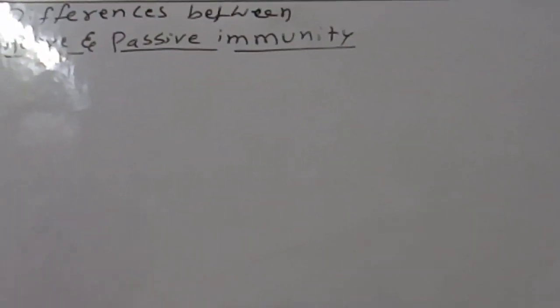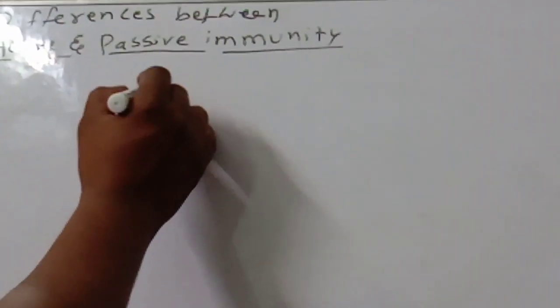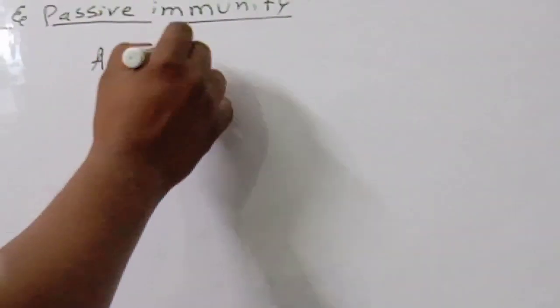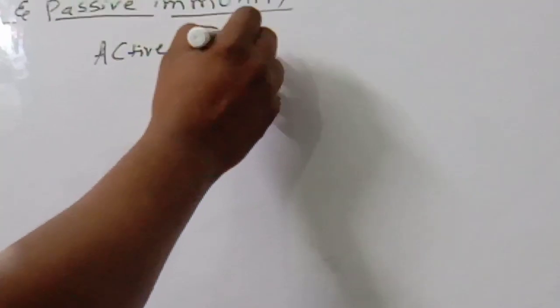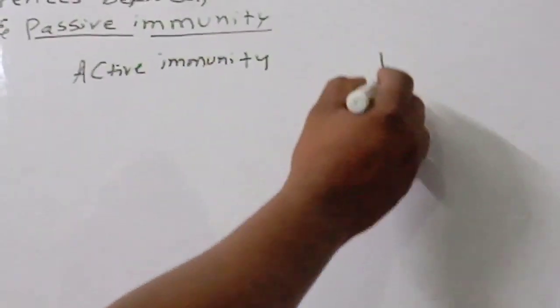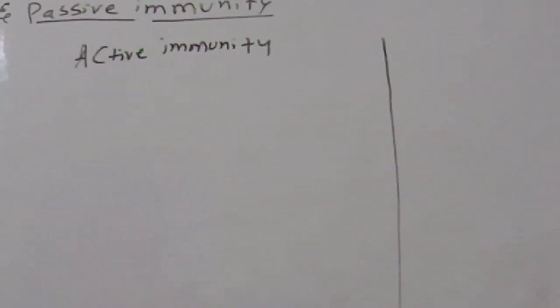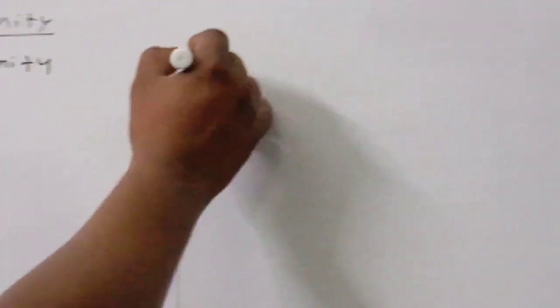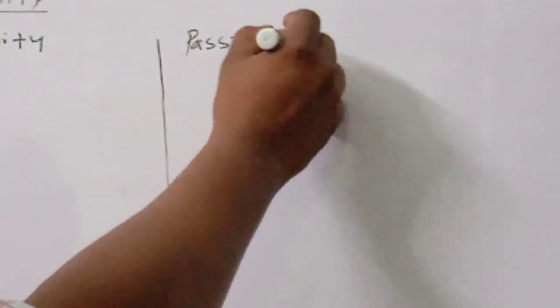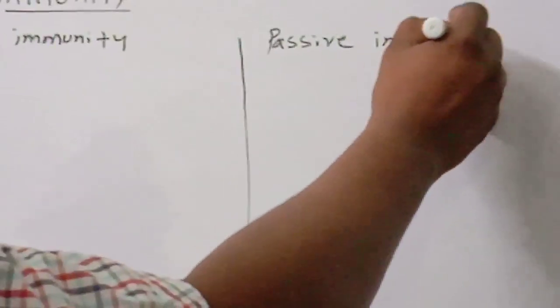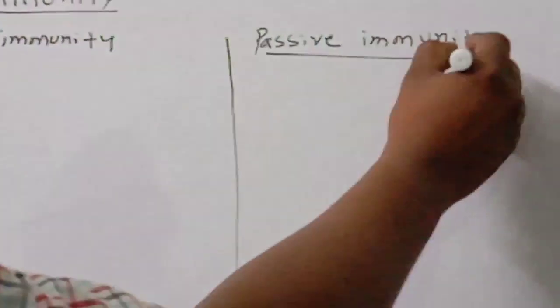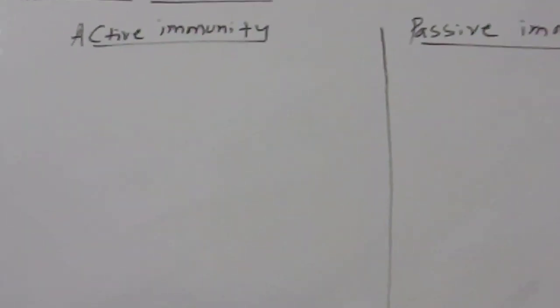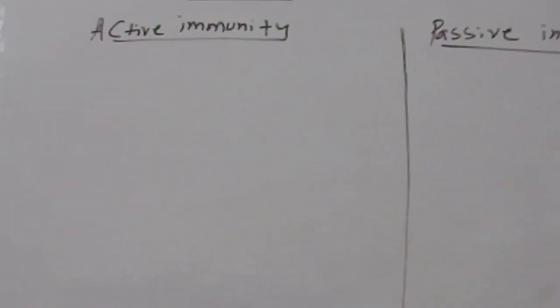Okay, children. So divide the page into two columns. Number one, active immunity. Number two, passive immunity.